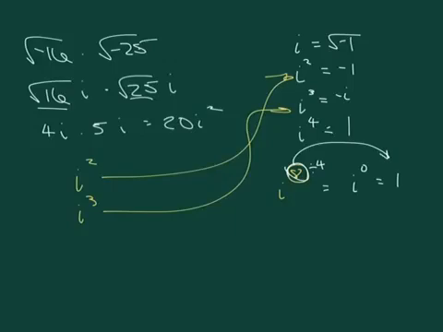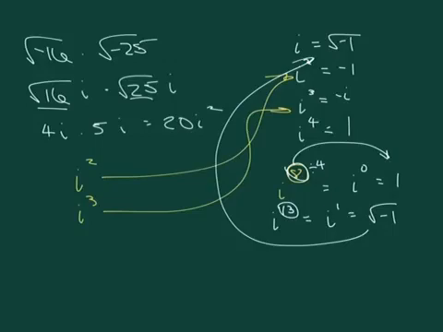Okay? If we had i to the 13th, 13 divided by 4, and what's our remainder is all I care about when I divide by 4. My remainder is a 1. So that means that equals the square root of negative 1, or i. Okay, so i to the 13th actually equals i.